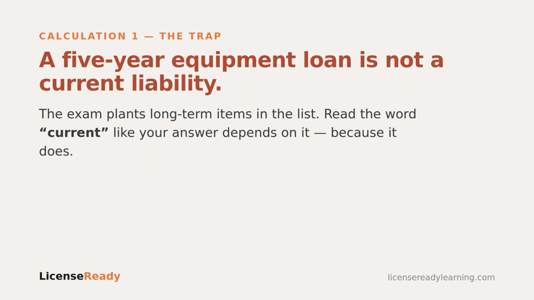The trap the exam sets: sneaking a long-term item into the list. A 5-year equipment loan does not belong in current liabilities. Read the word current like your answer depends on it, because it does.